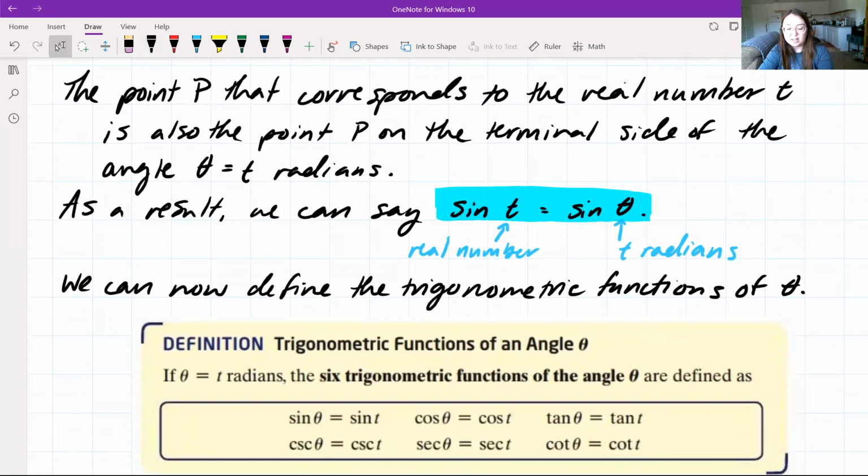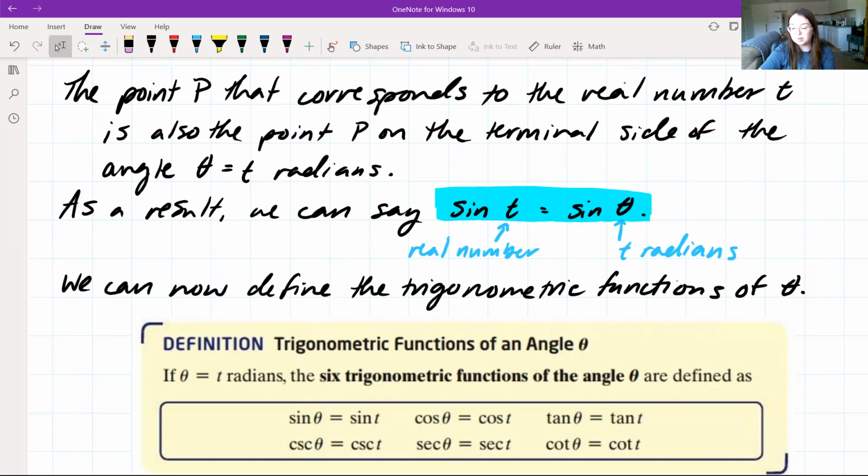That being said, the point P that corresponds to the real number t is also the point P on the terminal side of the angle theta equal to t radians. As a result, we can say that sine of t, where t is the real number, is equal to sine of theta, where theta is in t radians.